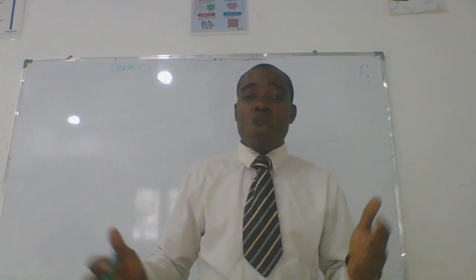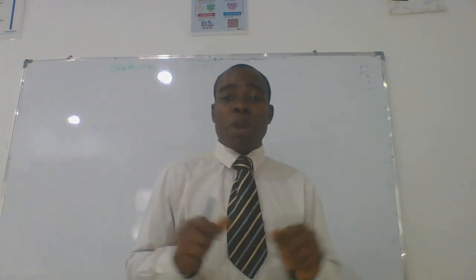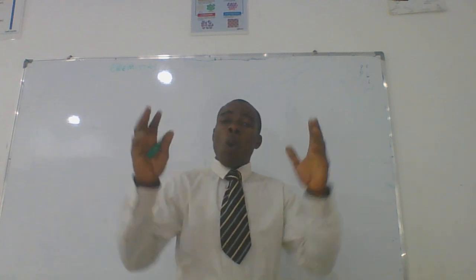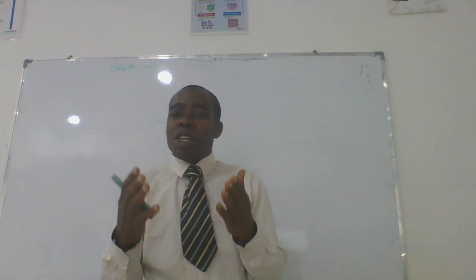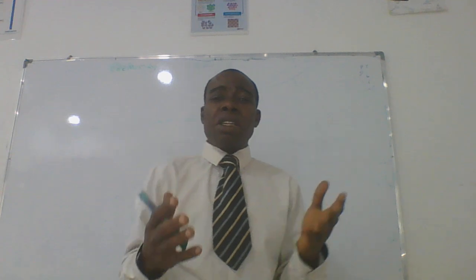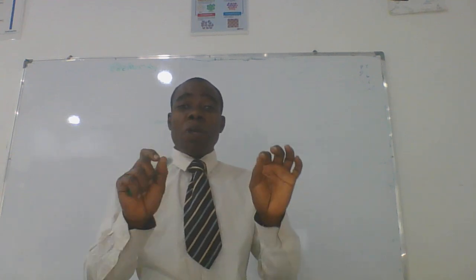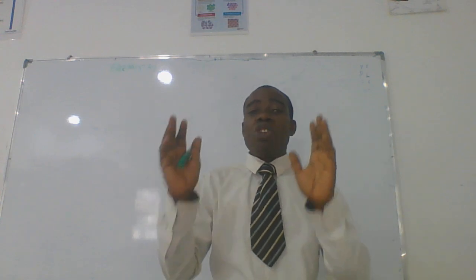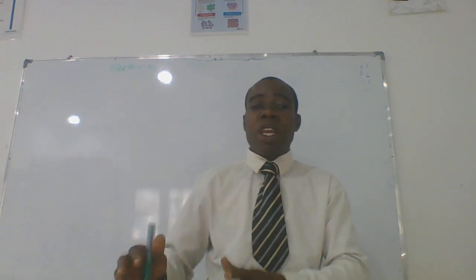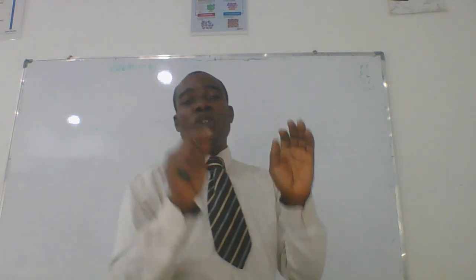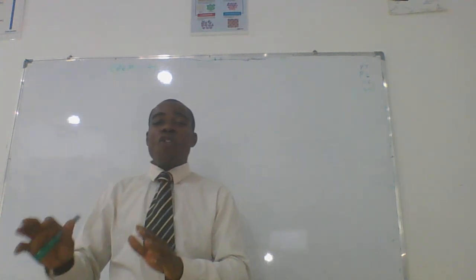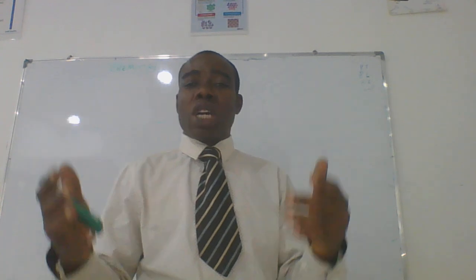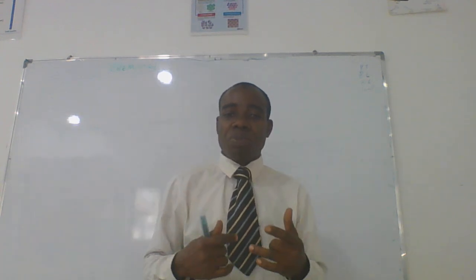Before I go on, let me give you a short overview of the periodic table. When we say the periodic table, a layman will think it's a normal table. It's not a table. The periodic table simply means the arrangement of elements in order of increasing atomic number. I'll be showing you the periodic table chart as we go on in this lesson.